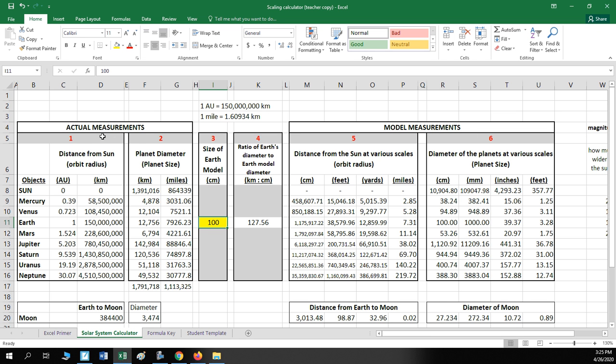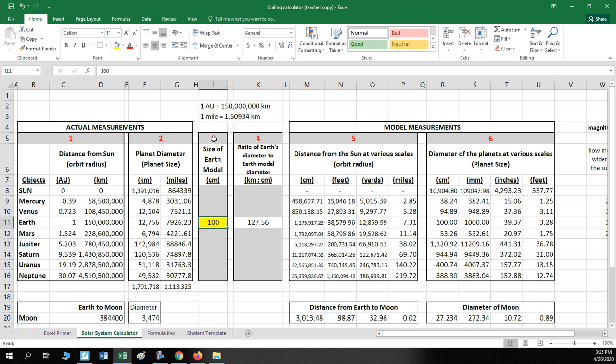Tables 1 and 2 are the actual measurements of the planet sizes and the distances from the sun, which is table 1, and the size of the planet, which is table 2. That information is given in both astronomical units and kilometers over here. And then for the size of the planet, that's in kilometers and miles.